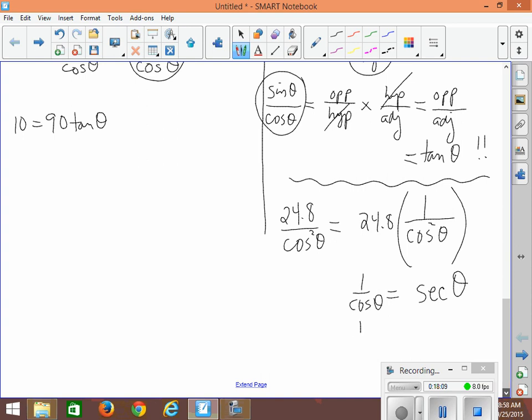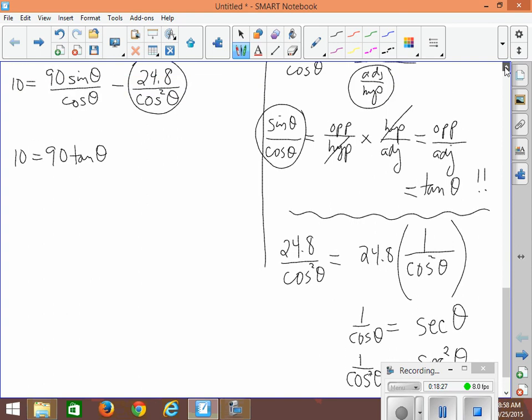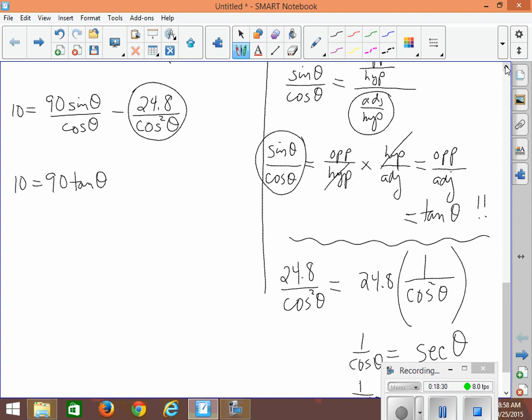Now, that means that 1 over cos squared theta, if I just square both sides of this, 1 squared is 1, cos theta squared is cos squared theta, and secant squared theta is what we get on the other side by squaring both sides of that. So that means I can go back to my little equation and replace this number with 24.8 times secant squared theta, which again eliminates my fraction and makes this a little bit simpler using our trig identities. But I still don't have something that's solvable because I have two different trig functions.